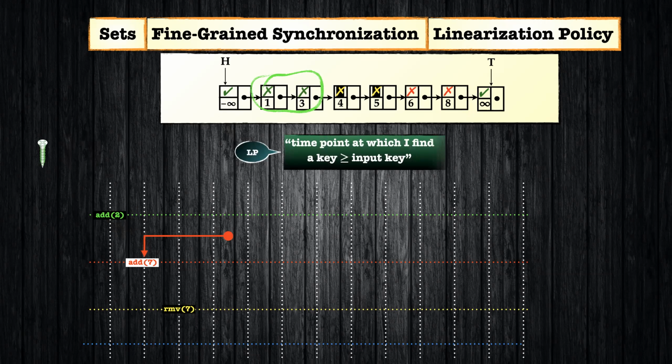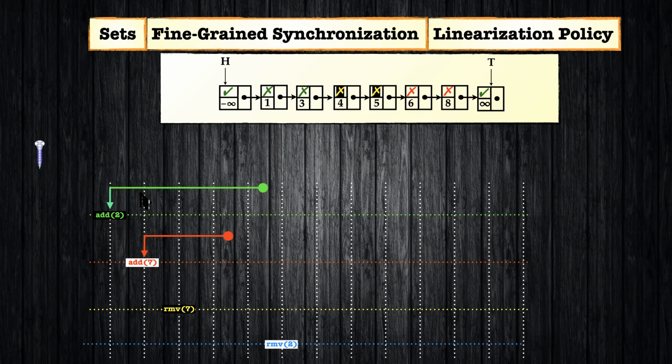This is the linearization point, the time point at which I find the key larger than or equal to the input key. The 3 is larger than the 2 which it is trying to add. So it will linearize here. So observe that the green linearized after the red, although the red started after the green. So now the blue thread will become active, and it will try to remove a 2.